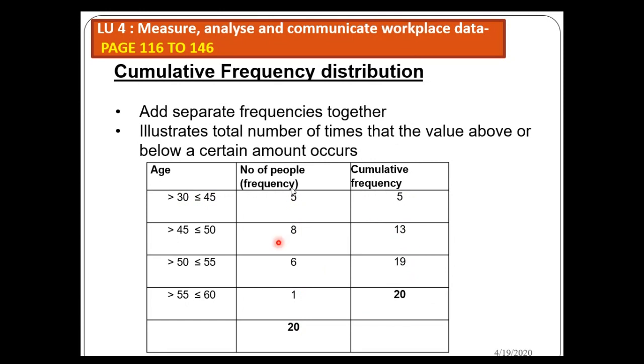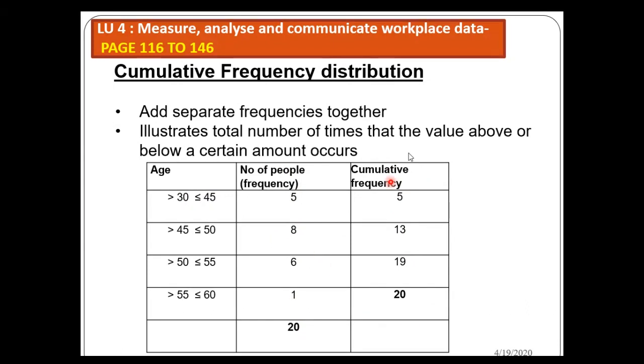Can you see? You have to take the normal frequency and convert it to a cumulative frequency by saying, for example, here obviously because it's the first one, you just have to say 5 here. Now you say 5 plus 8, you get 13. 13 plus 6, you get 19. 19 plus 1, you get 20.